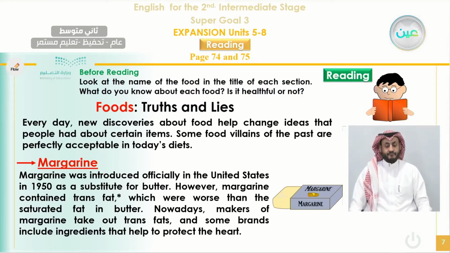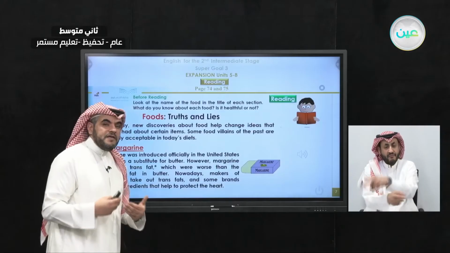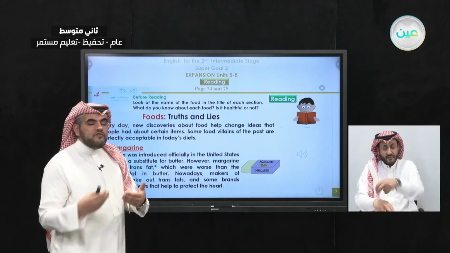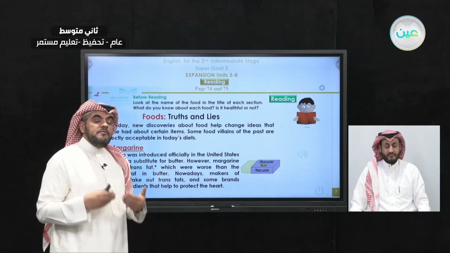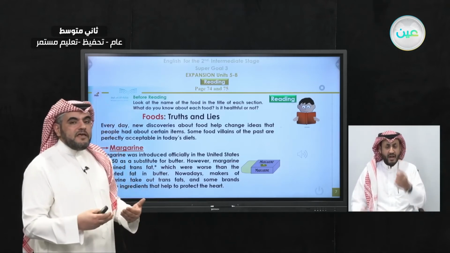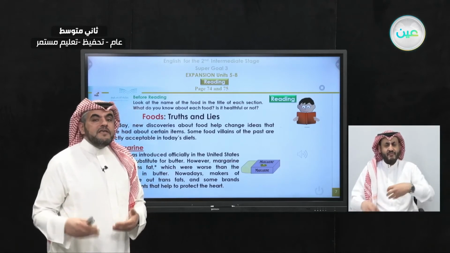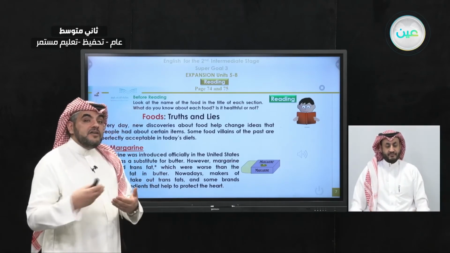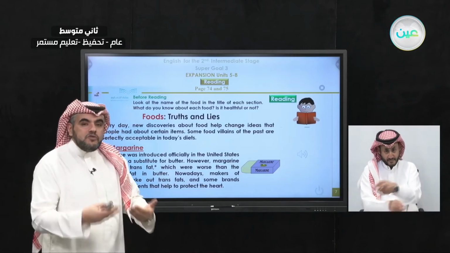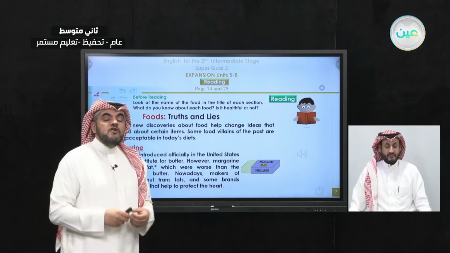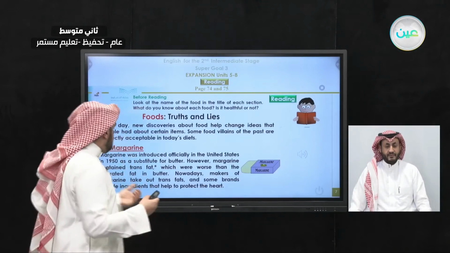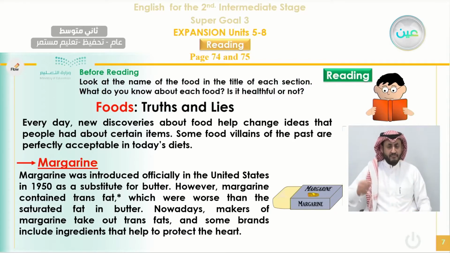Okay, so what's margarine? Margarine started in the United States, as you can read here. It was introduced in 1950 as a substitute for butter. What do you mean by substitute for butter? Before, people believed that butter is the only thing that they can eat, but since butter has a bad effect on the body, Americans started to introduce a substitute, another choice for butter. That is called margarine. However, margarine contains trans fat.